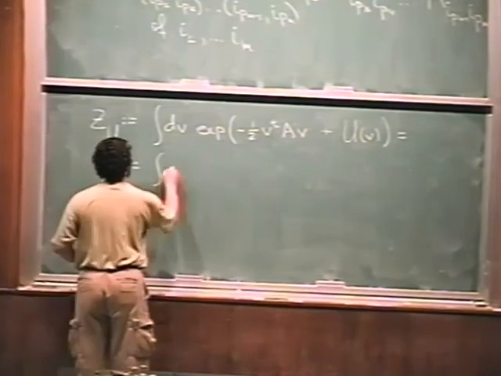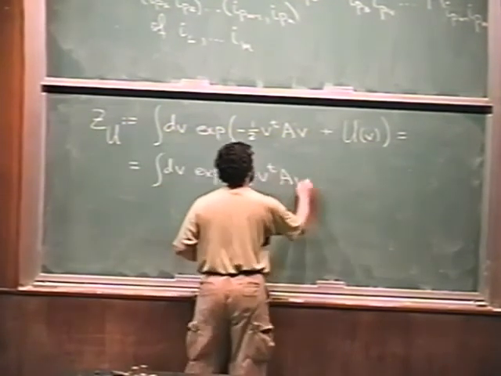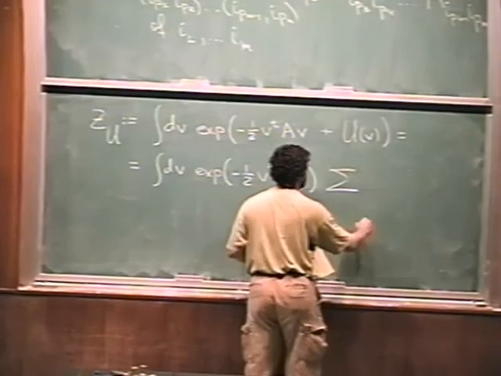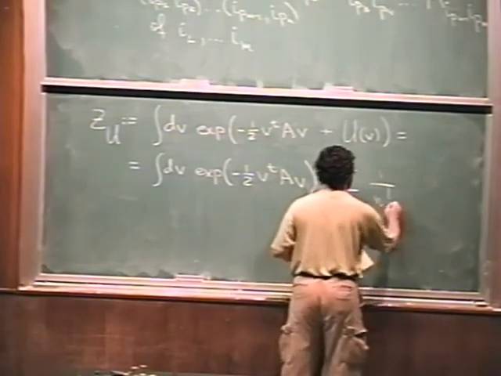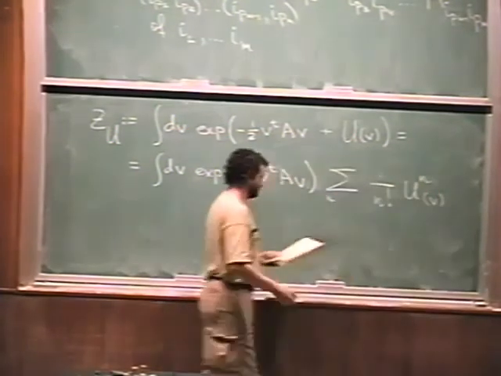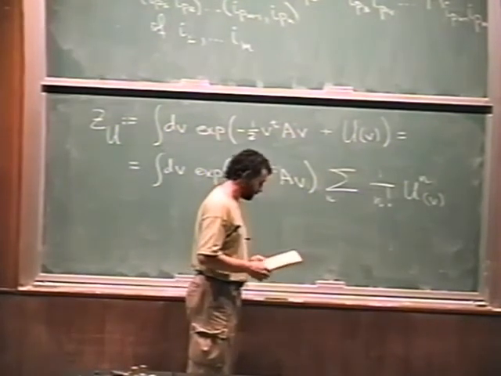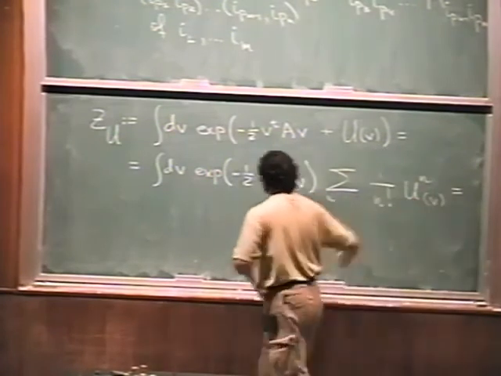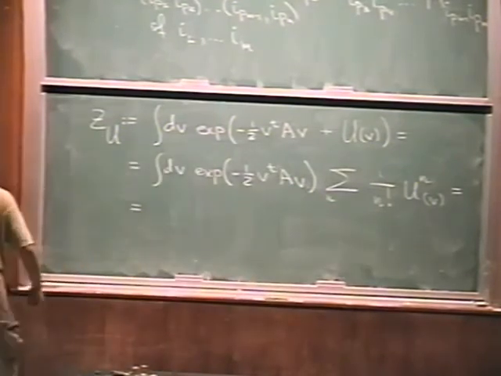So I will rewrite it first as dvx of the same thing which we've already seen before. And then consider the expansion of the second exponential. So it will be the sum over, say, n of 1 over n factorial u of v in power n. Now let's see what we can do now. Each of these objects we've already seen before.